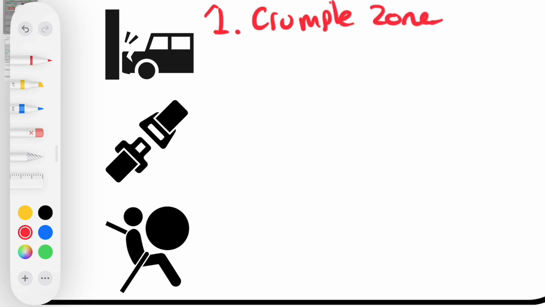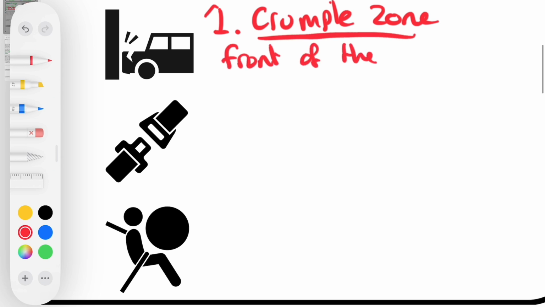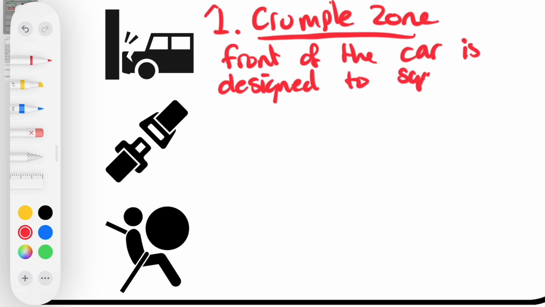Crumple zone, okay? And what this does is the front of the car, that's how you spell car, front of the car is designed to squish. You can kind of see it here. So the front of the car, instead of being a nice rectangle, ends up kind of squashing in, a bit like a cartoon. And that is all designed to increase the time it takes for that car to slow down.